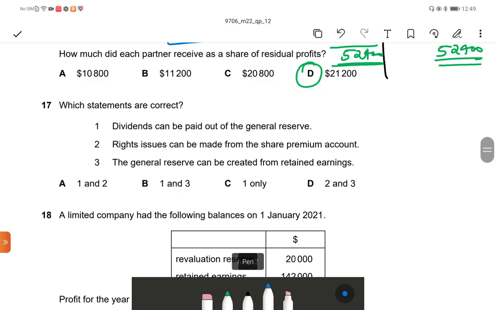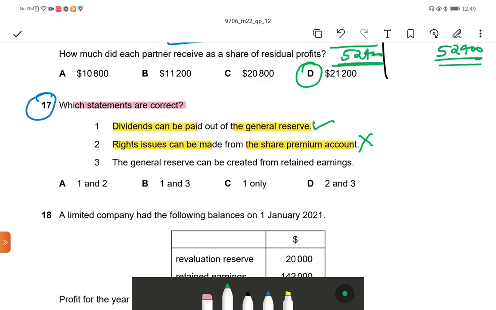70. Which statements are correct? Dividend can be paid out of general reserve. Yes, a business can pay the dividend out of general reserve. Next, right issue can be made from the share premium account. No, a right issue will not be made from the share premium account. Bonus issue will be made from the share premium account.